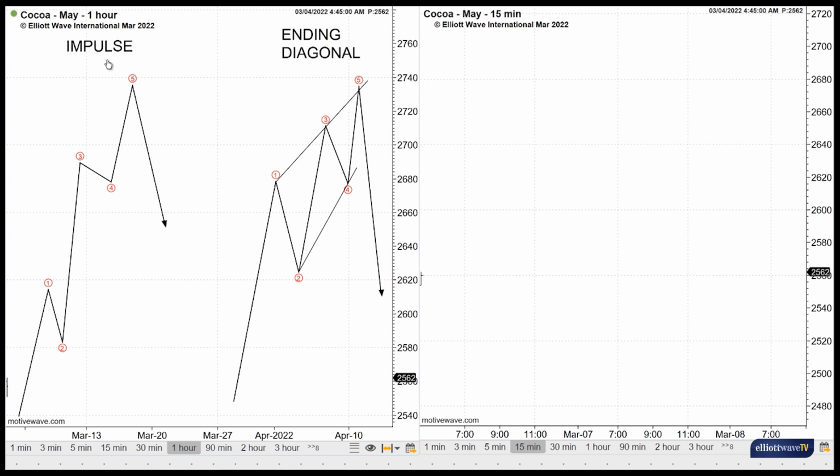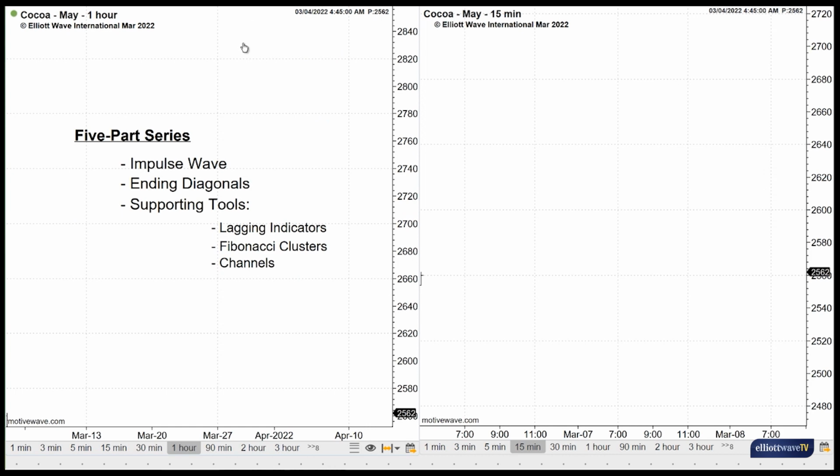A major top always ends in either an impulse or an ending diagonal, and both patterns always subdivide into 5 waves. So we decided to break this mini-series into 5 parts. In the first part, we will be talking about impulse waves and how to identify a top by looking into their substructure. The second video will be focusing on ending diagonals and their substructure. The final 3 videos will focus on supporting or aiding tools that would provide clues to help us identify a top, and the first of these tools is lagging indicators. The fourth part would be about Fibonacci clusters, and the final video will be about channels.